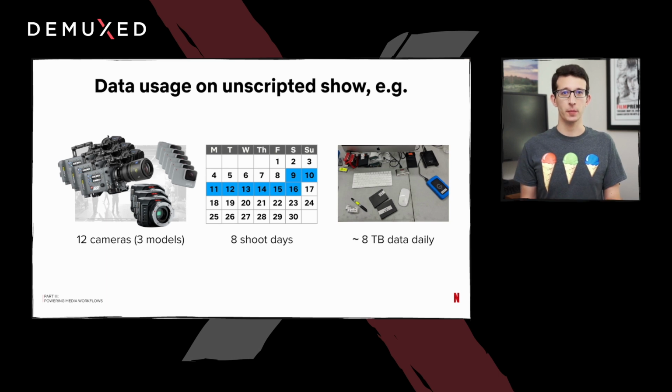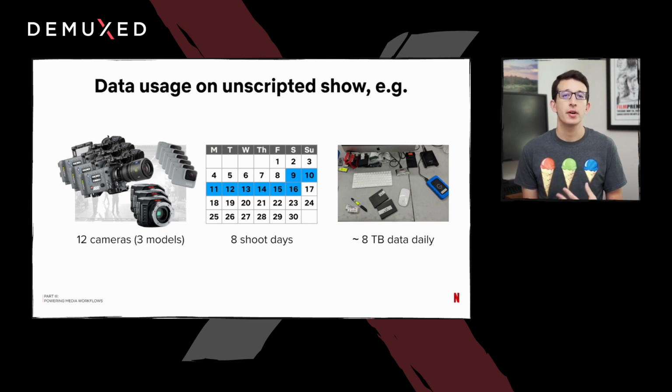A typical studio production is incredibly data intensive. For example, on one of our unscripted reality shows, the filmmakers used 12 individual cameras, manufactured by 3 different companies, generated 8 terabytes of data on a single day, and shot for 8 days. The footage was shot on 3 different types of storage media or memory cards.